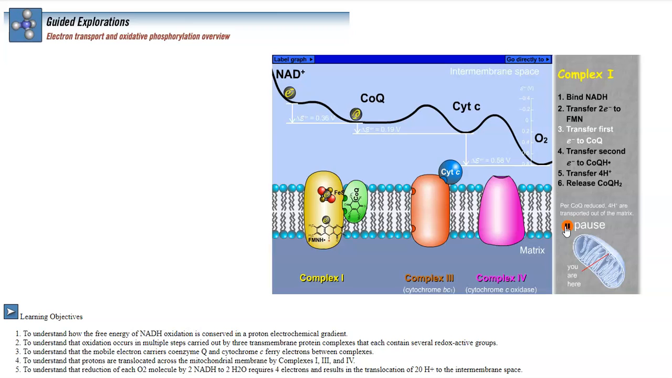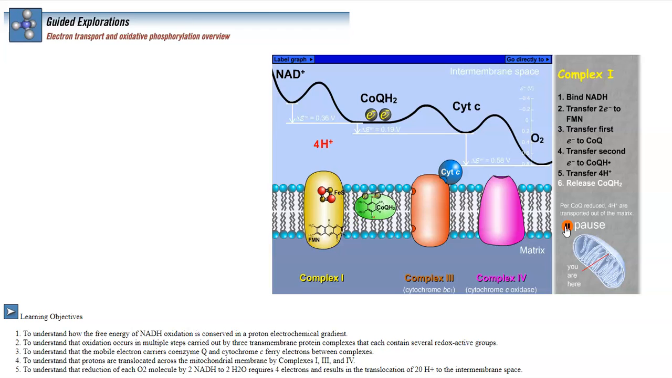FMNH2 passes its electrons one at a time to the mobile carrier, ubiquinone, or coenzyme Q, abbreviated here as CoQ. This is possible because FMN has a stable radical oxidation state known as FMNH dot. The electrons each pass through a series of 6 or 7 iron-sulfur clusters along their way to coenzyme Q. During the electron transfer, in a way not fully understood, complex 1 also pumps 4 protons from the matrix to the intermembrane space.